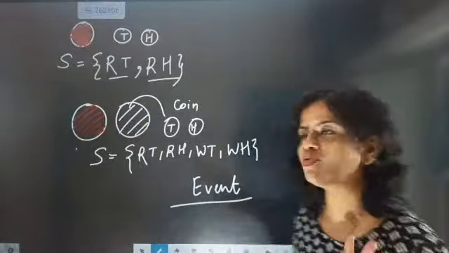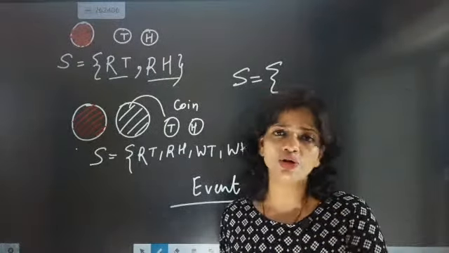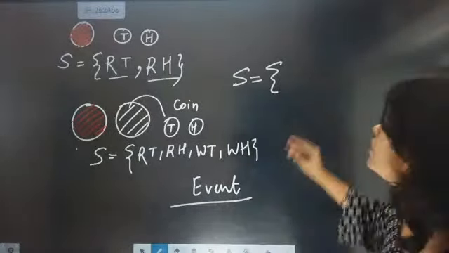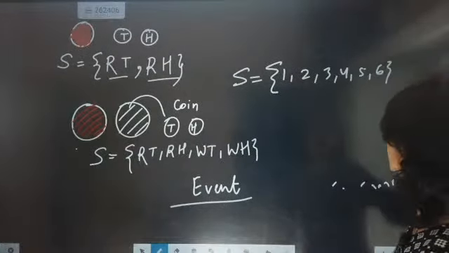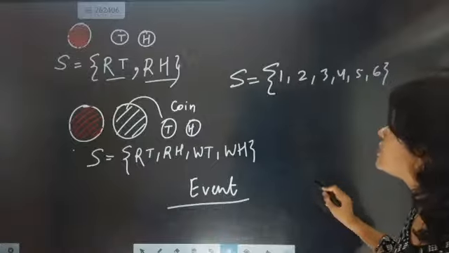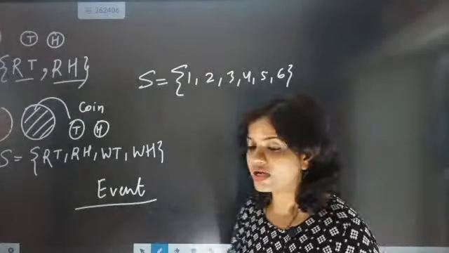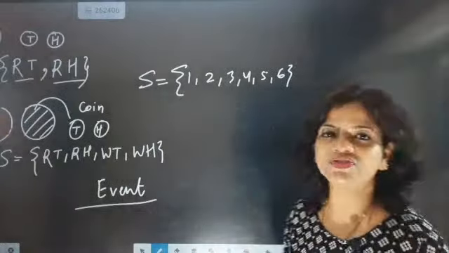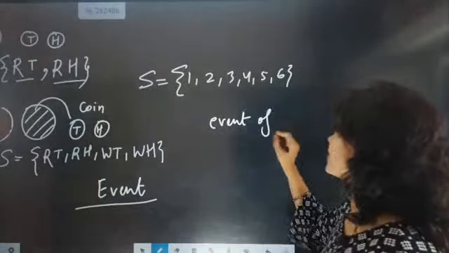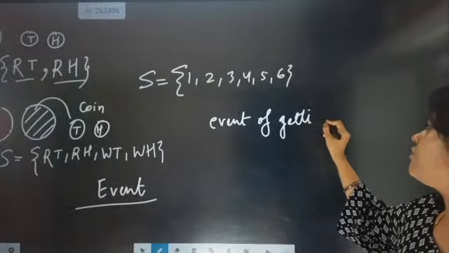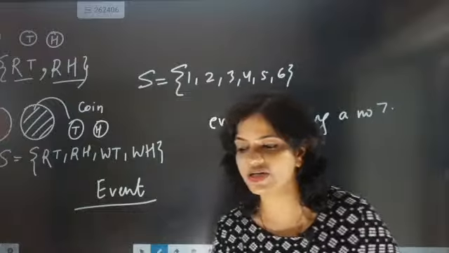Now, in a simple way, if you want to understand, suppose you roll a dice. When you roll a dice, what can be the possible outcomes? 1, 2, 3, 4, 5, 6. So the total possible outcomes after rolling a dice are 1, 2, 3, 4, 5, 6. Now if somebody asks you the event of getting a number 7.